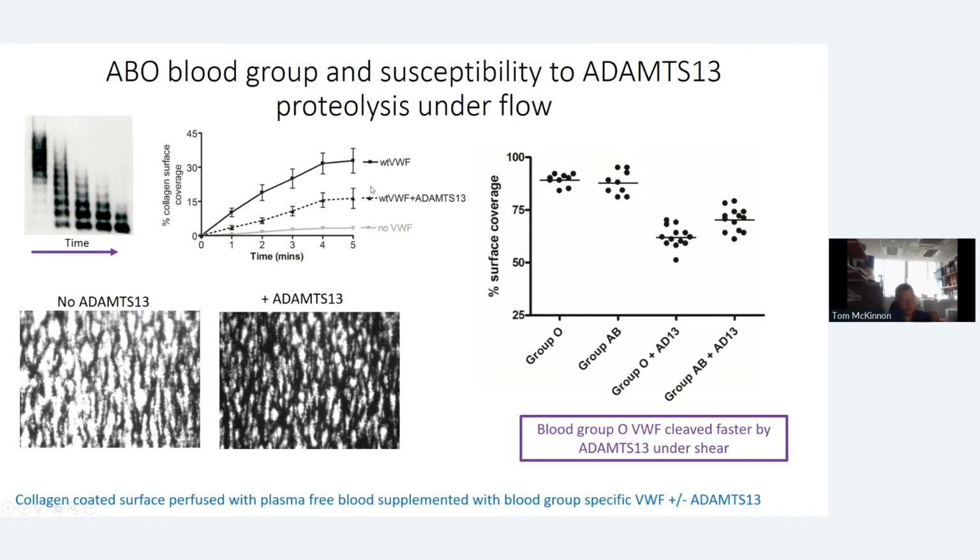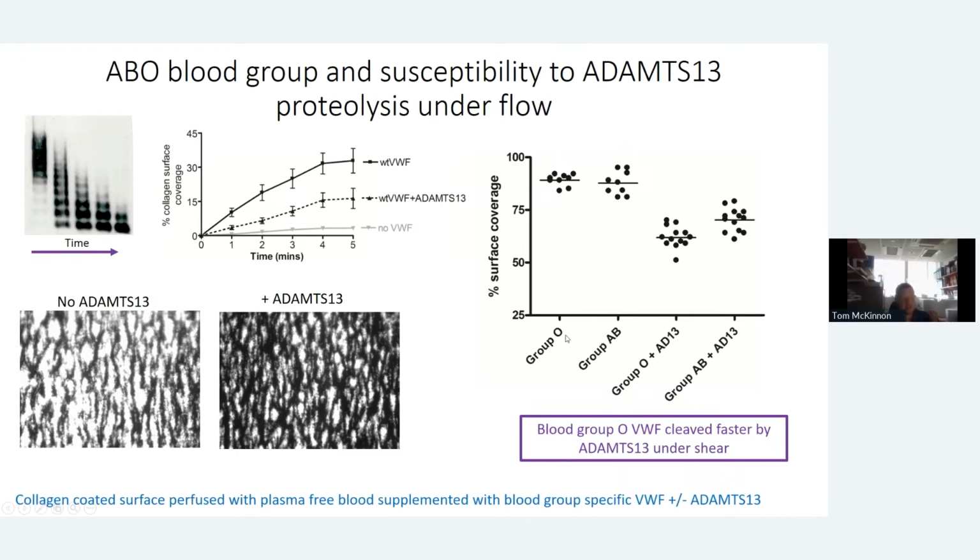We can obviously quantify this. What we've recently shown is that, remember that I said that blood group O individuals have less plasma VWF than the non-O blood groups. And we know from doing static assays that blood group O is cleaved faster than blood group AB, but we've recently shown this for the first time under shear stress.